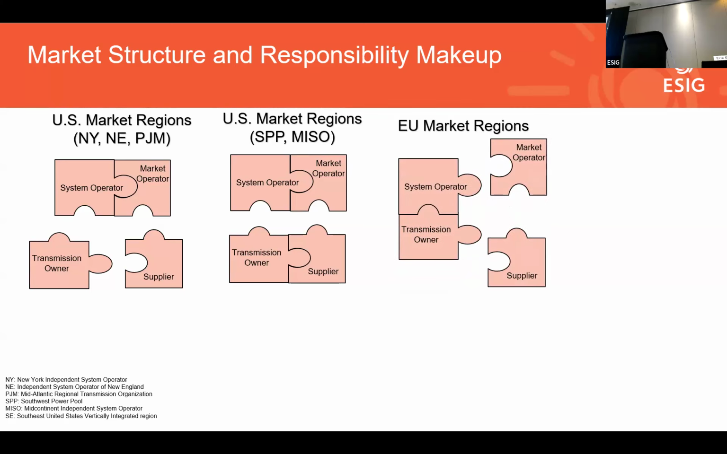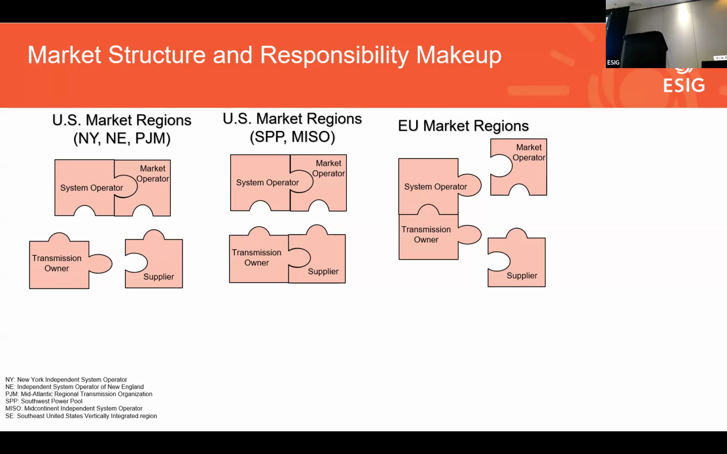Within the European regions, and Jean will talk more about this, they have a little bit of a different structure where the market operator is actually, in most of Europe, I think with the exception of the UK, separate from the system operator. So you've probably heard of TSOs, transmission system operators, and their role is real-time balancing. They have some market functions, but really there's a separate market operator, like the exchange, like the European Power Exchange, that is responsible for the bulk of the market activity. So that entity is separate.